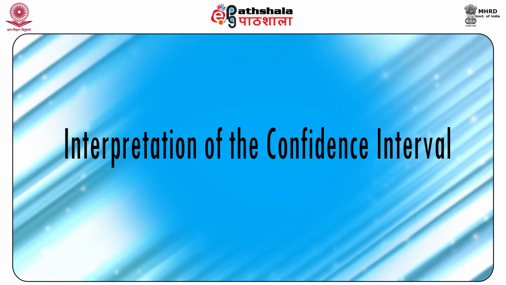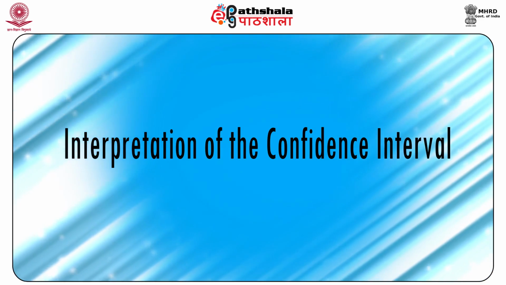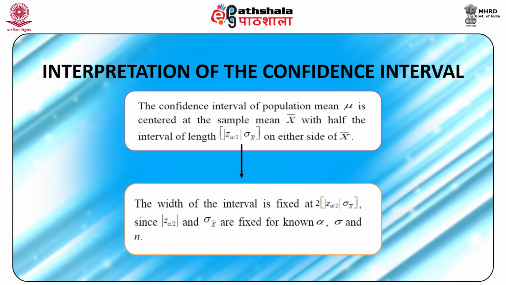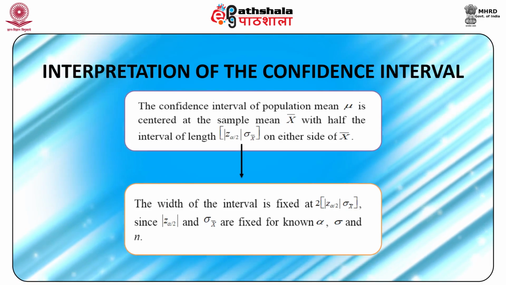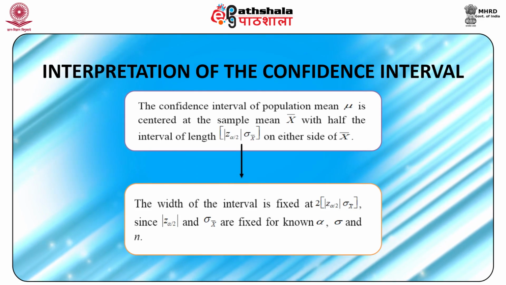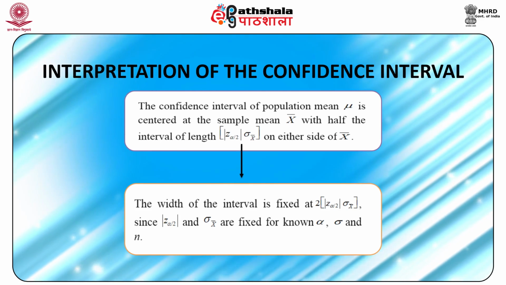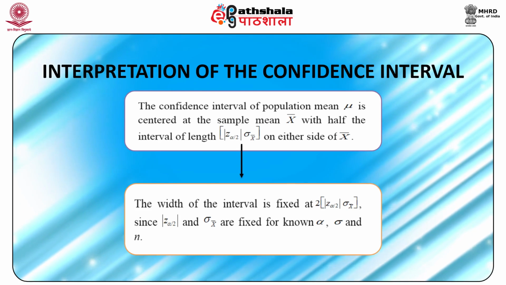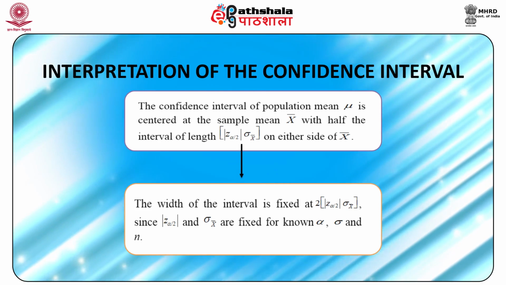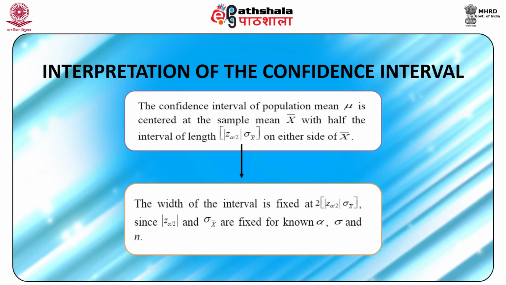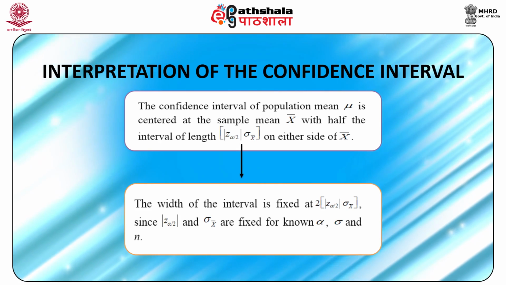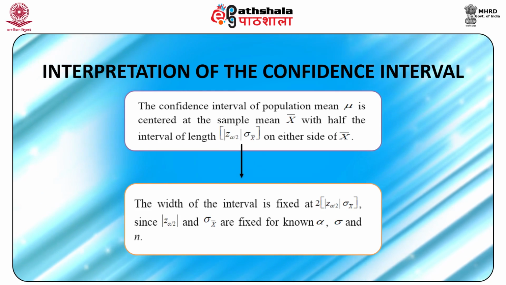Let us learn the interpretation of this confidence interval. What is this confidence interval? How do we interpret it? All of this you must understand and learn. The confidence interval of population mean, in this case mu, is centered at the sample mean x bar with half the interval of length, let's say modulus z alpha by 2 into sigma x bar, on either side of x bar.